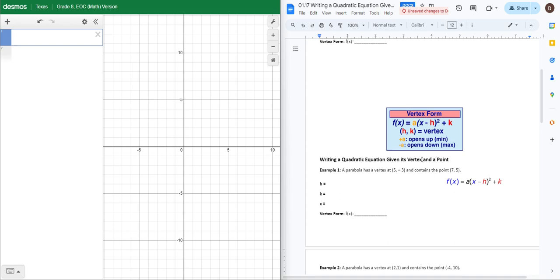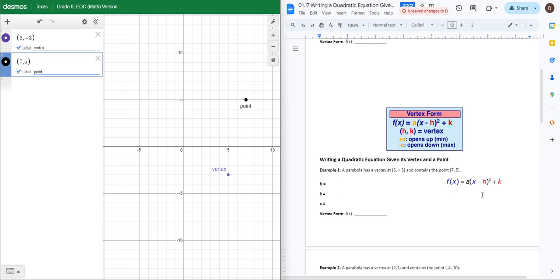Let's go ahead and get into this first example. It wants me to write the quadratic equation when I'm given the vertex of 5, negative 3 and the point 7, 5. So the first thing I'm going to do is come over to my Desmos calculator and label those points appropriately. So 5, negative 3 is my vertex, and 7, 5 is my point. In order to know that I have the right equation, it needs to go through this vertex and go through this point.